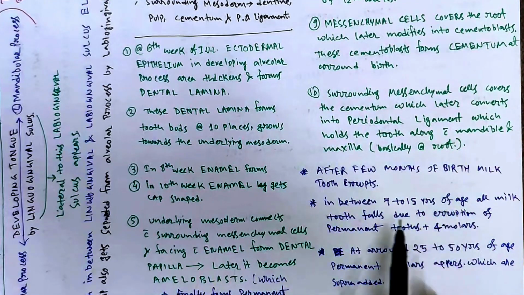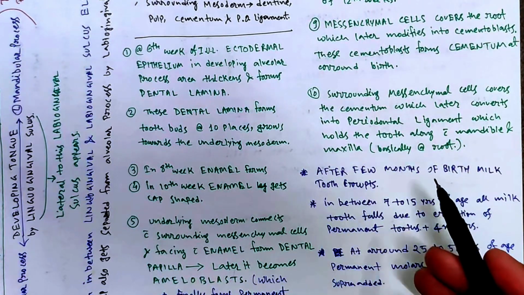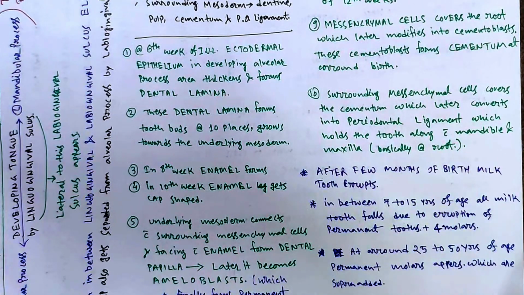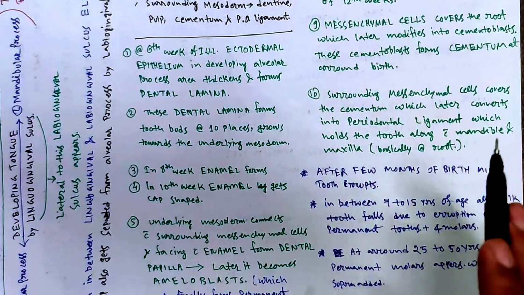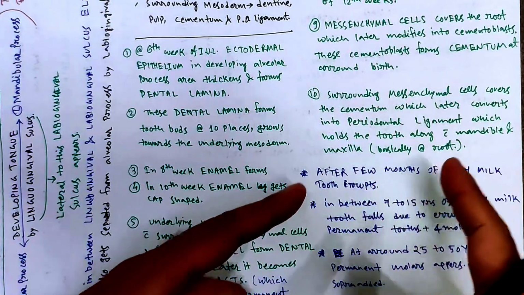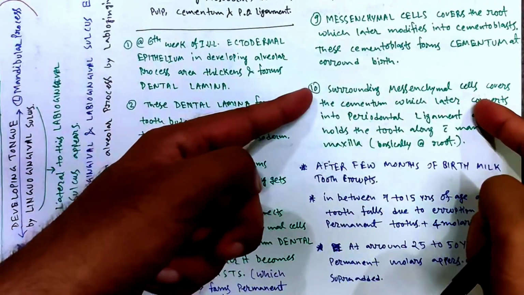Now what happens after a few months of birth? The milk teeth erupt. And between 7 and 15 years of age, all the milk teeth fall due to the eruption of the permanent teeth along with the 4 molar teeth: one molar tooth on the right side and left side of the lower jaw, and another set of molar teeth on the right side and left side of the upper jaw.